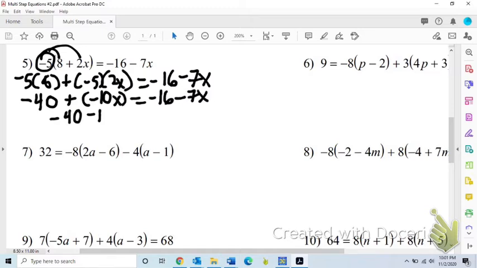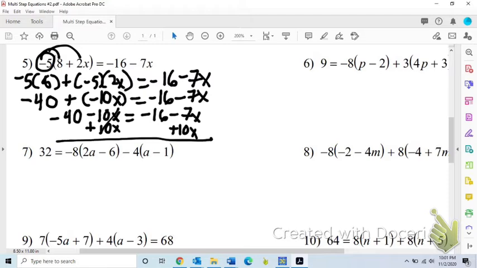Clean up our positives and negatives. Now we have a negative 10x and a negative 7x, so we're going to add 10x to both sides. That's going to give us a negative 40. 10x minus 10x is 0, equals negative 16 plus 3x. 10 minus 7 is 3. If I lost 7 xylophones, that's negative 7x. And I then found 10 xylophones. That gives me 3 xylophones. I'm plus 3 xylophones.